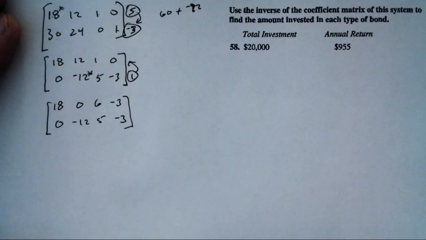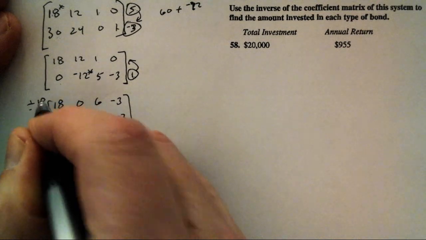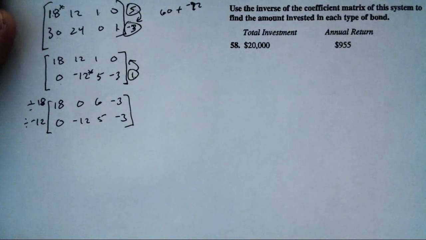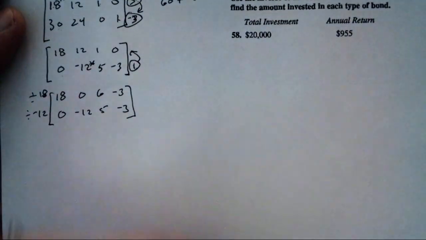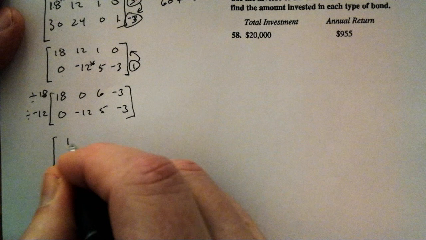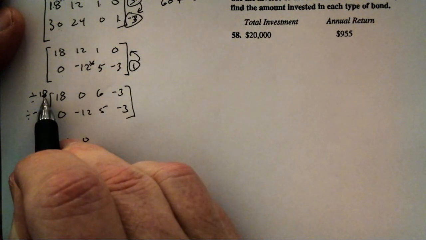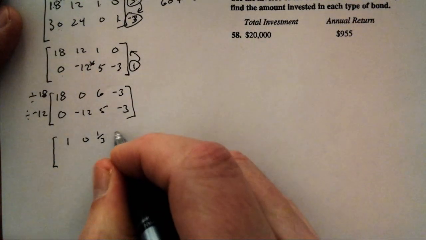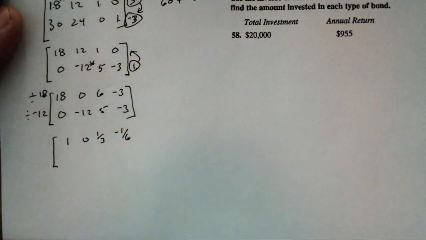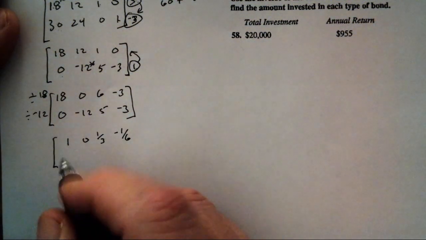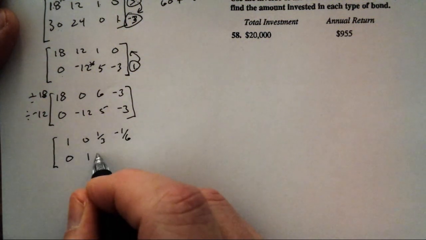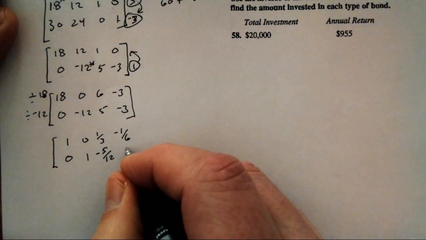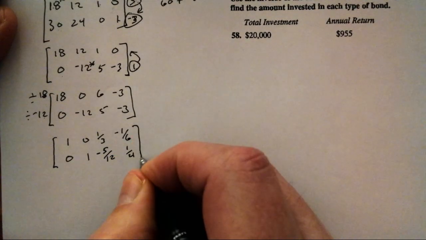And 0, negative 12, 5, negative 3. And here's what I was just talking about. We can now just divide this row by 18, divide this row by negative 12, and we get 1, 0, 6/18, 1/3, negative 3/18, negative 1/6, and 0, 1, negative 5/12, negative 3 on negative 12, positive 1/4.